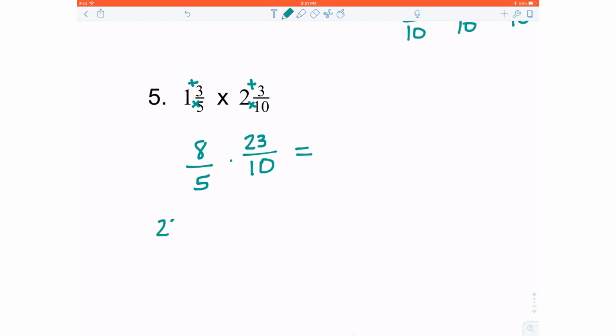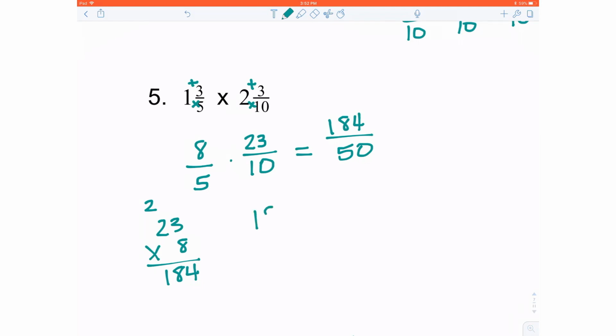Let's do 23 times 8, because that's a little tough. 8 times 3 is 24. Carry the 2. 16 plus 2 is 18. So we have 184 over 15. Now before we make this into a mixed number, can we simplify this number? Well, yes, they are actually both even numbers, so that means we can divide each of them by 2.